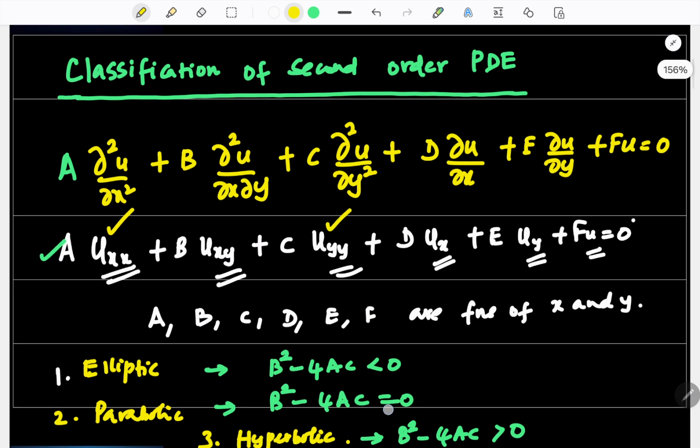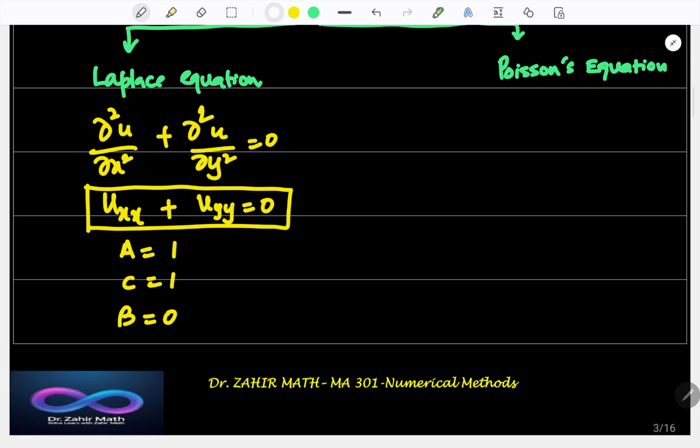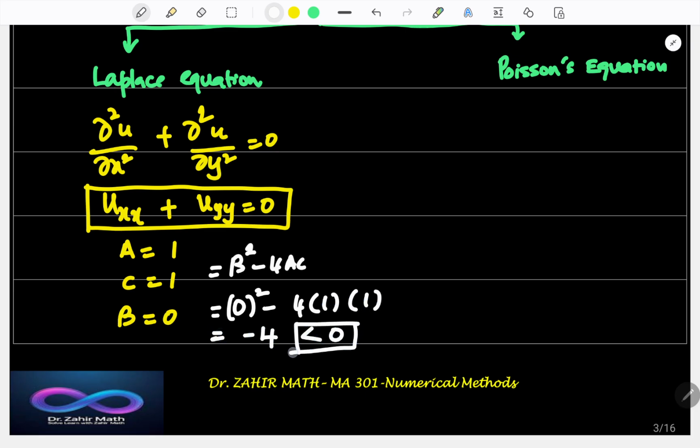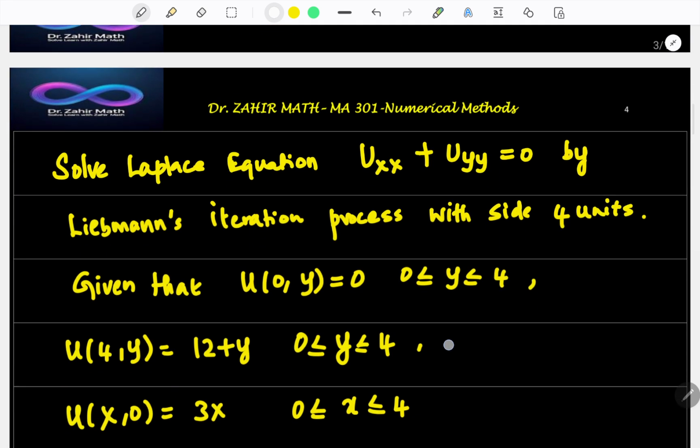Because there is no uxy term in the given equation. So now calculate b square minus 4ac. So b square minus 4ac is equal to b square, which is 0 square, minus 4 into a into 1, which is equal to negative 4. Negative 4 is less than 0. Therefore, Laplace equation is called as an elliptic equation. Similarly, I will show you Poisson's equations in the next video.